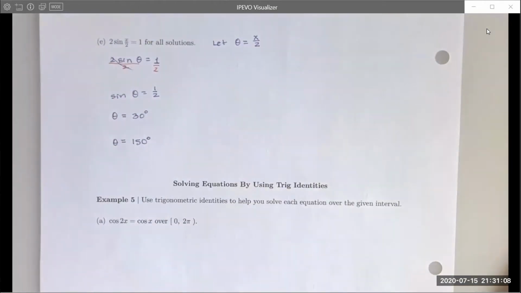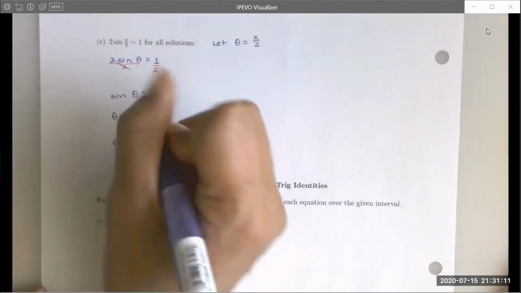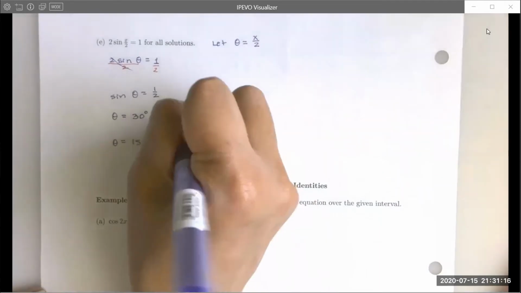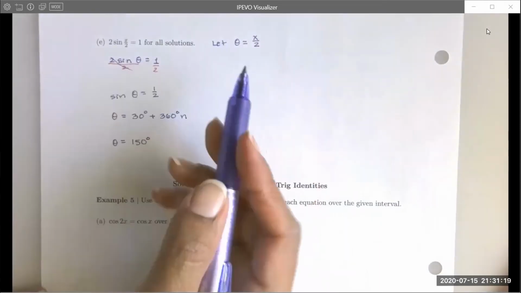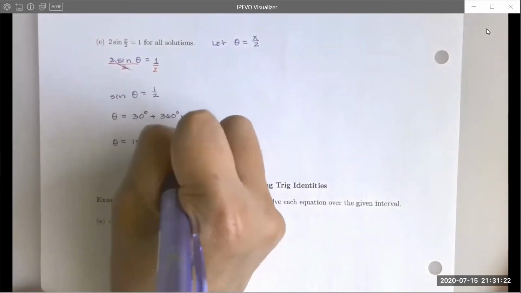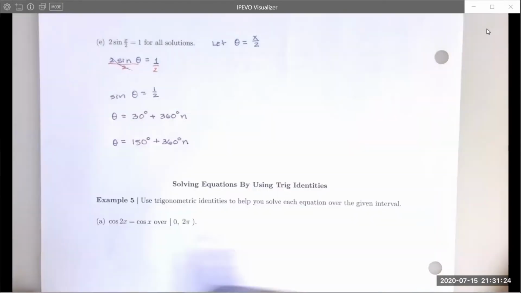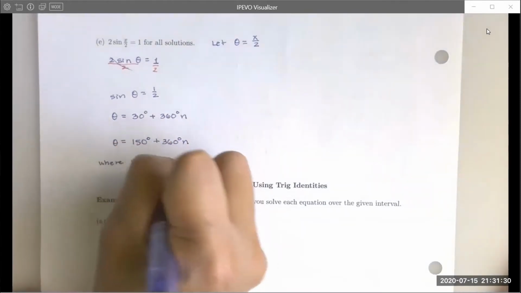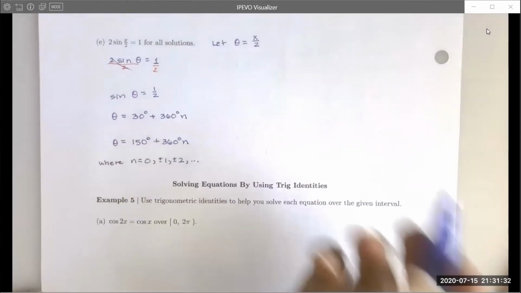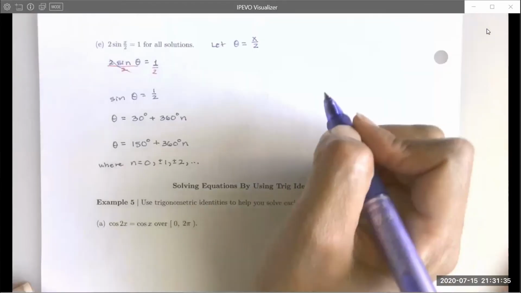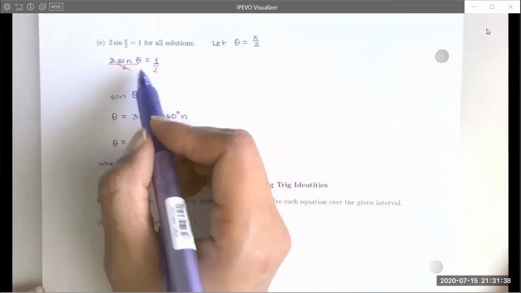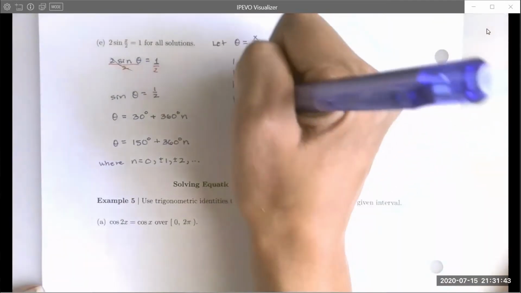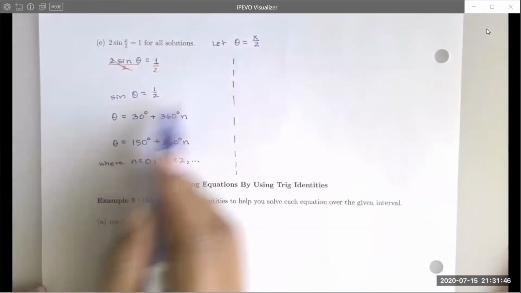Now, because it says all solutions, we know that any angle that is coterminal to that will satisfy the same expression, 2 sine theta equals 1. So I'm going to go ahead and write the plus 360n, where n is any integer, 0, plus minus 1, plus minus 2, so on and so forth. However, we weren't working originally with theta. We were working with x. So now we have to go in and replace theta with x over 2.